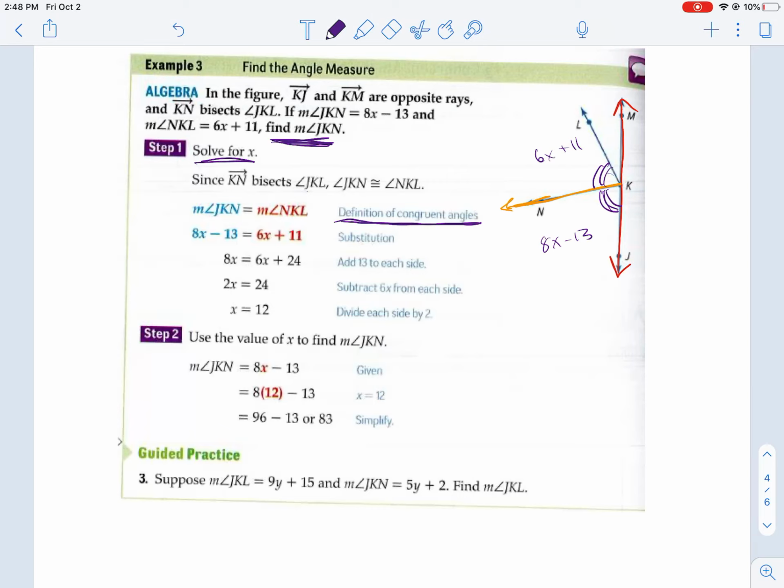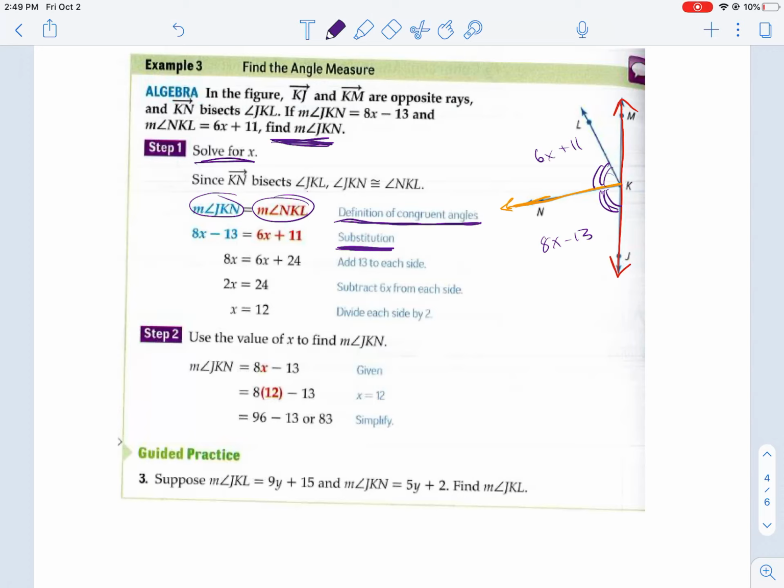Now, using substitution, I'm going to take the value they gave me for the measure of JKN and substitute it in for this piece right here, which is 8x minus 13. Then I do the same thing for the measure of NKL and substitute that expression in. Now I'm just solving a multi-step problem, so you can follow along with the rest of the steps.